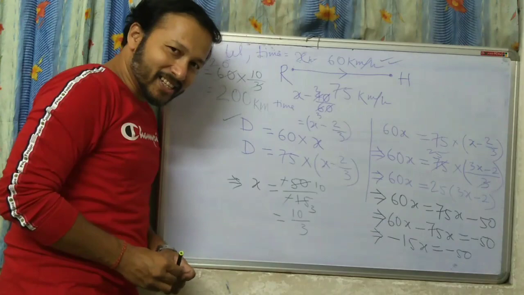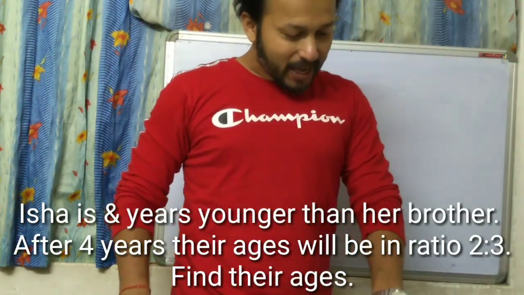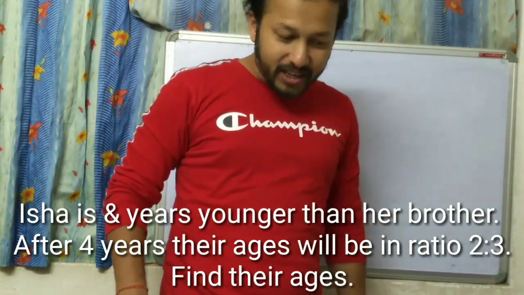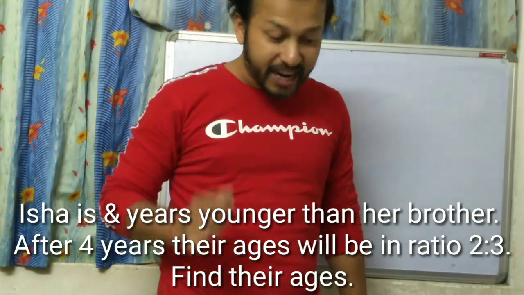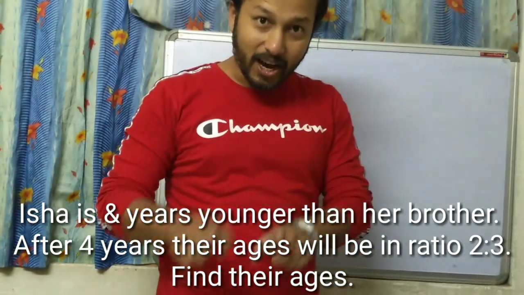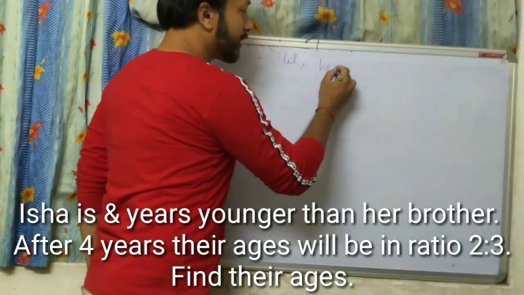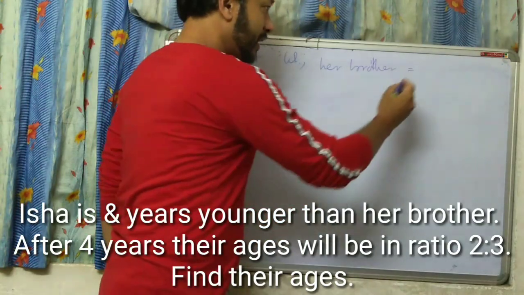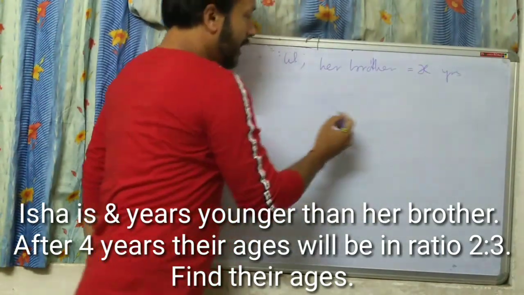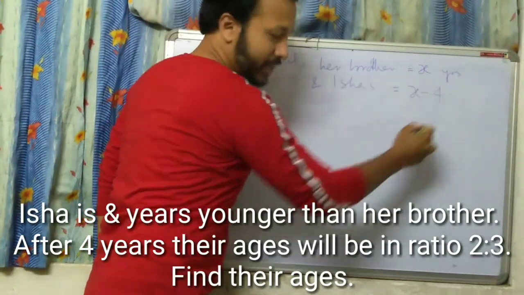Okay? Understood? Let us go for one more sum. Can you see the next question on your screen? Read the question carefully. In this question, Isha is 5 years younger than her brother. Understood? Isha's age is 5 years less than her brother's age. Let us consider that her brother's age be x years and Isha's age is x minus 4 years.